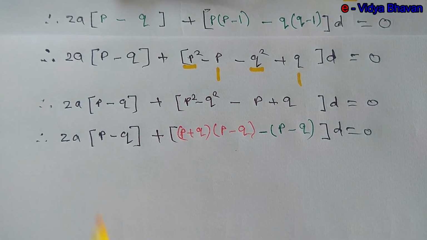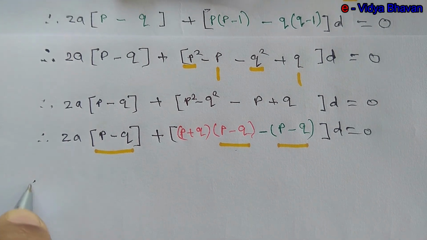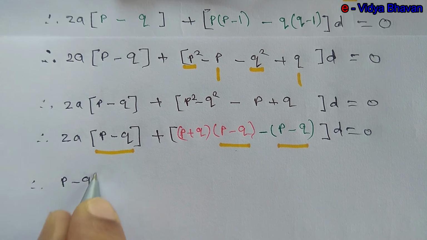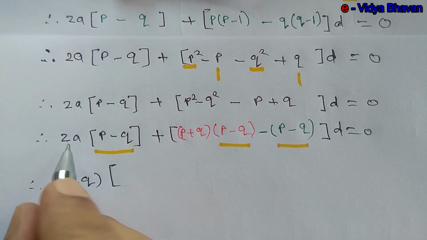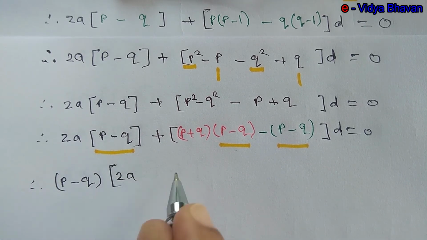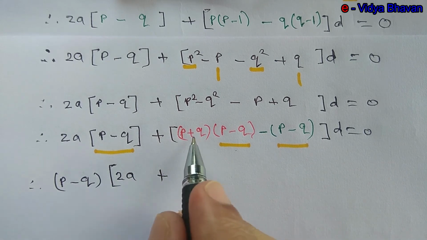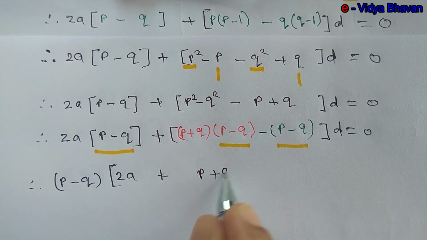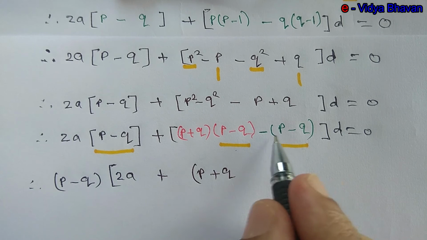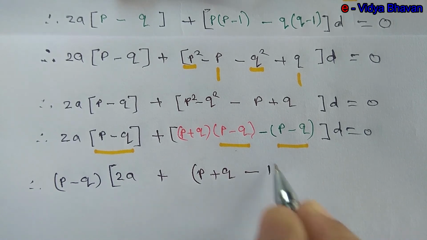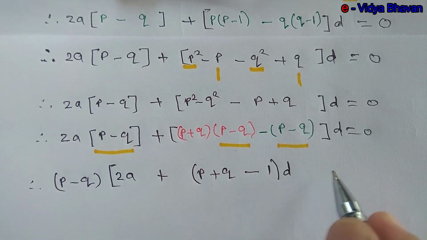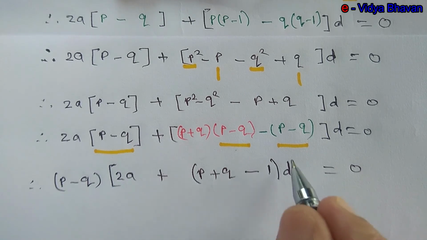Now, if you see these terms, here we are getting P minus Q, here also we are getting P minus Q, here also we are getting minus P minus Q. So let us take P minus Q common. So directly we will be taking P minus Q common and here we are getting 2A plus P plus Q. And here is nothing left out. So we will take it minus 1 and D equal to 0.